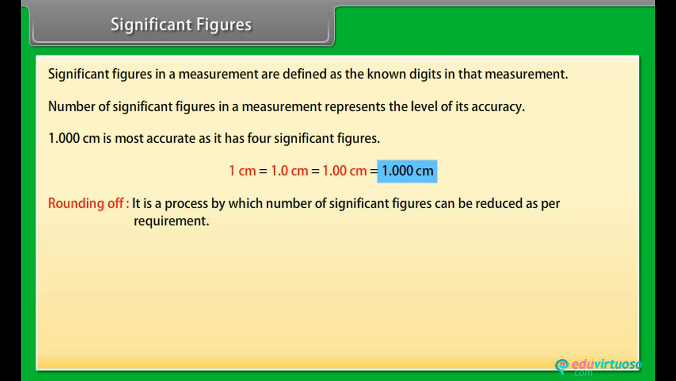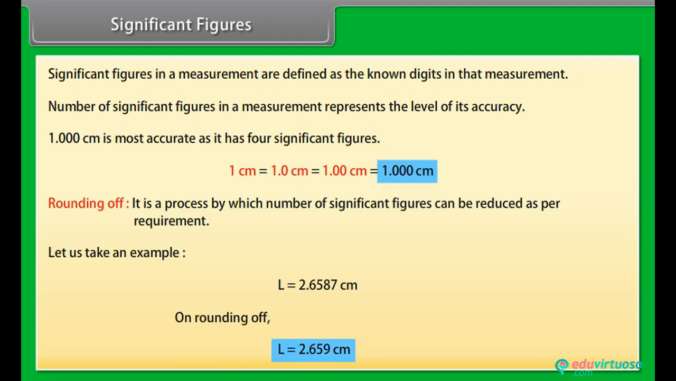Rounding off. It is a process by which the number of significant figures can be reduced as per requirement. Let us take an example. L is equal to 2.6587 centimeters. On rounding off, L is equal to 2.659 centimeter.